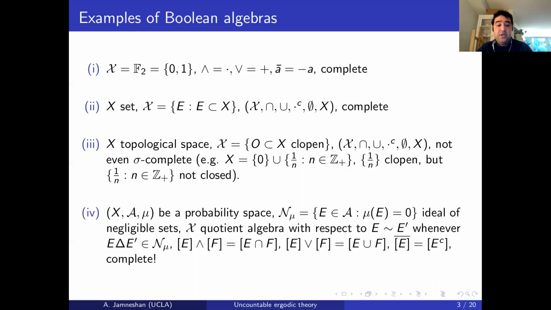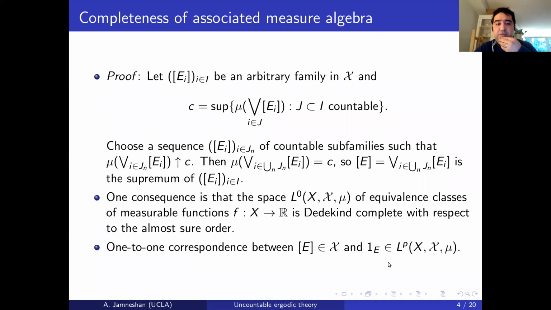That means that in the measure algebra, we can form the union and the intersection of an arbitrary family of equivalence classes of measurable sets. So in particular, uncountable ones, which is at first a bit counterintuitive because a sigma algebra of measurable sets is usually only closed under countable unions and intersections. Let's see a short proof of that fact.